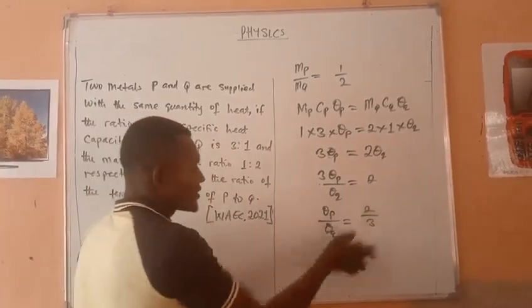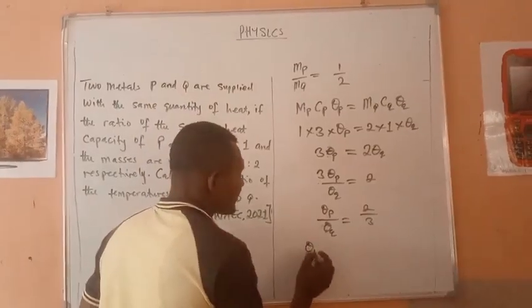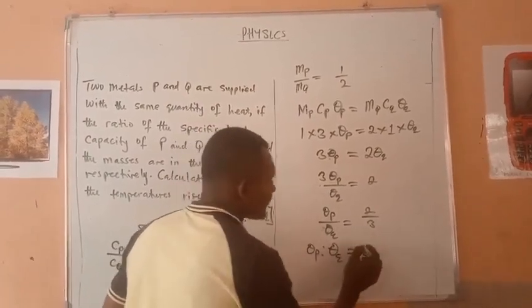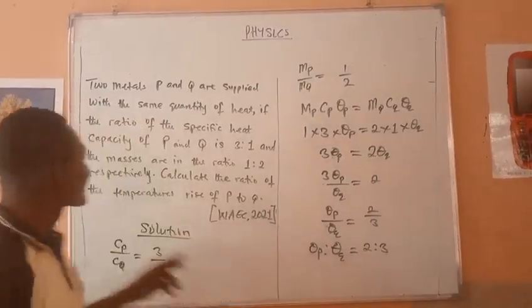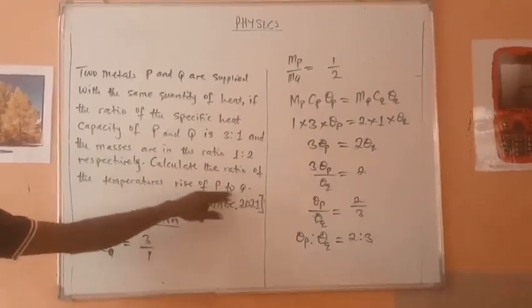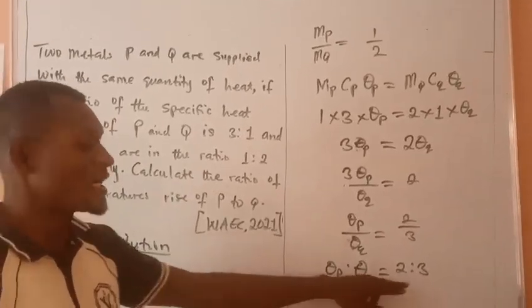Now, we have gotten the ratio. So, writing it in ratio form, we have theta P is to theta Q is equal to 2:3. So, this is the solution, because the question says calculate the ratio of the temperature rise of P to Q. So, this is the temperature of theta P to that of theta Q.